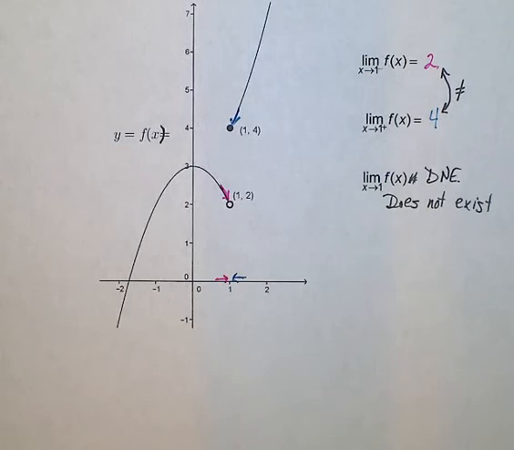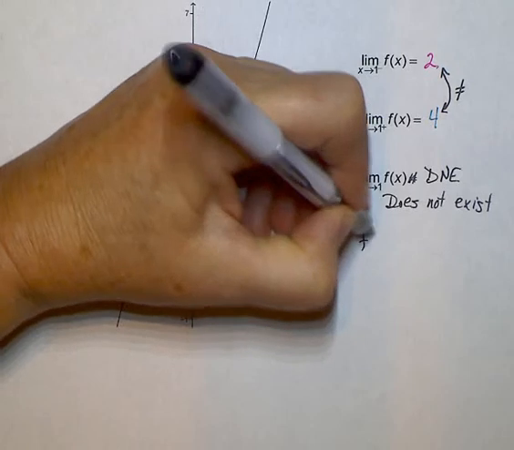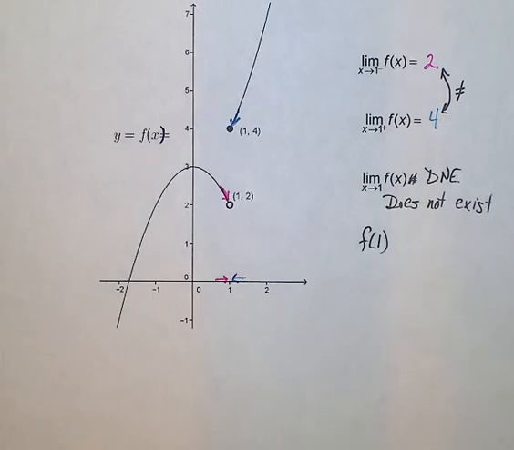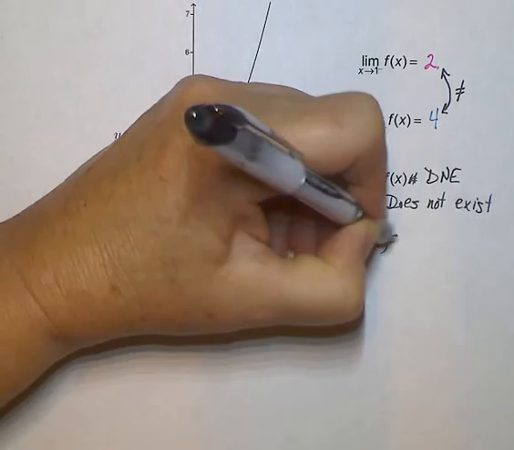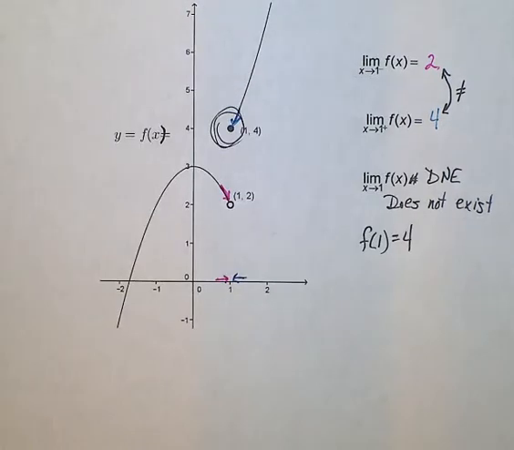If we asked the additional question, what is f of 1? That's asking us, where is the actual point that has an x-coordinate of 1? And we see that that is this point right here. F of 1 is 4. It happens to match the right-hand limit, but it doesn't match the left-hand limit.